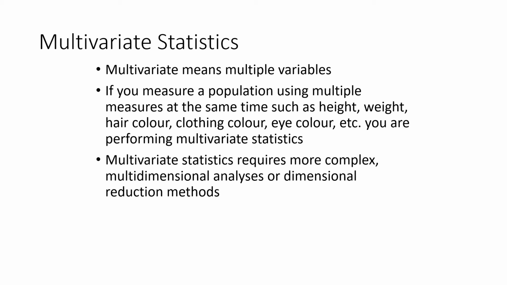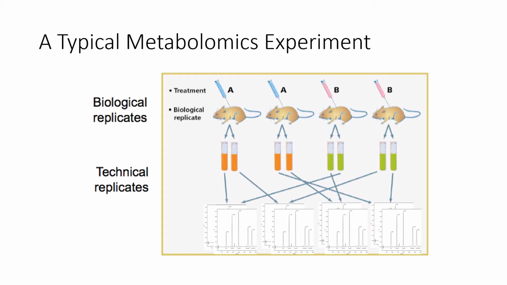Multivariate statistics inherently is more complicated. It's a multidimensional analysis. But you can simplify a lot of multivariate statistics by doing something called dimension reduction. And we'll talk about this a little later. The other thing to remember in the metabolomics experiments that are often done is that we measure multiple subjects to serve as biological replicates.